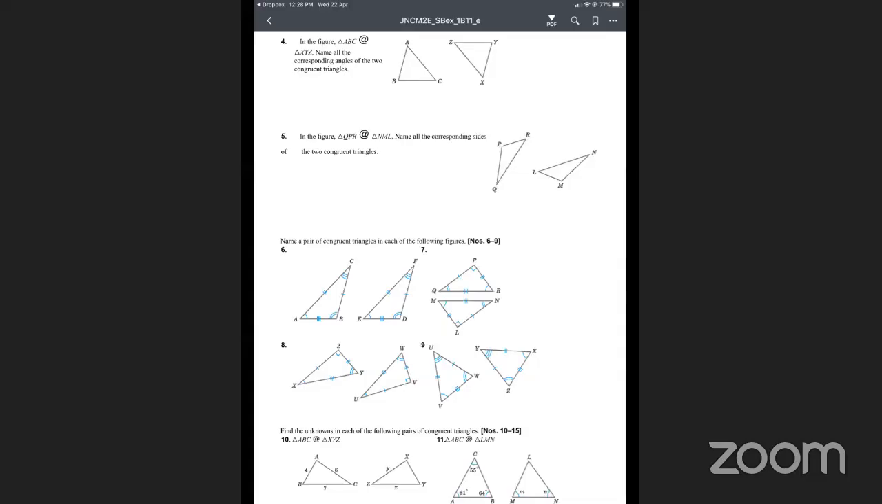Okay, then we go to the next page, the next questions. Let's see, it should be this one. And then in the figure, because I cannot show the symbol here, it becomes a funny symbol.